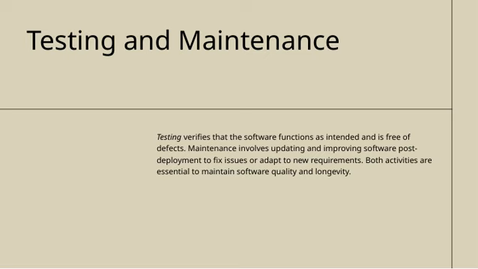On the other hand, maintenance involves updating and improving the software after it's been deployed. This could mean fixing bugs that weren't caught earlier, or adapting the software to new requirements as technology or user needs evolve. Both testing and maintenance are essential. They help us maintain the quality, efficiency, and longevity of the software over time.